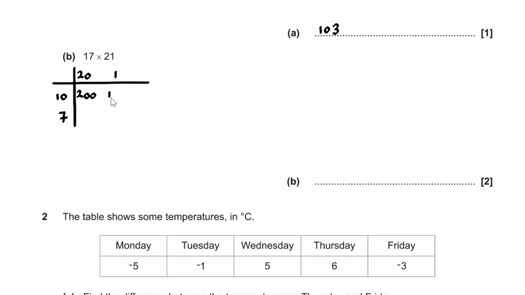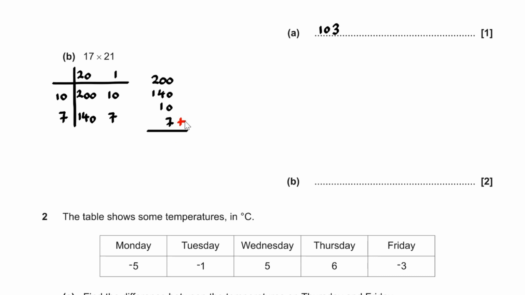10 times by 1, that's 10. 20 times by 7, that's 140. 7 times by 1, that's 7. And therefore, adding all these together, we have 200 plus 140 plus 10 plus 7.